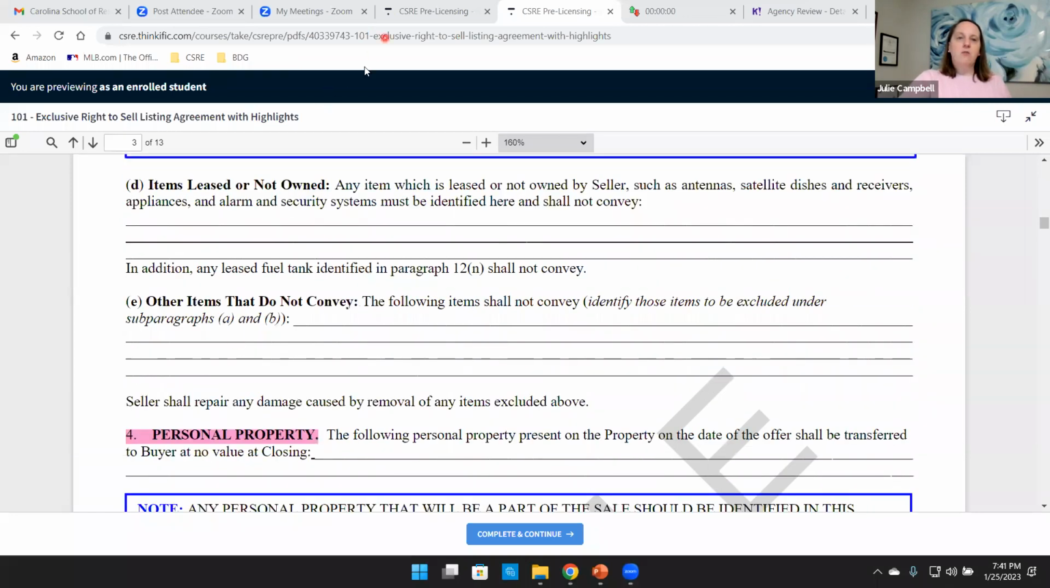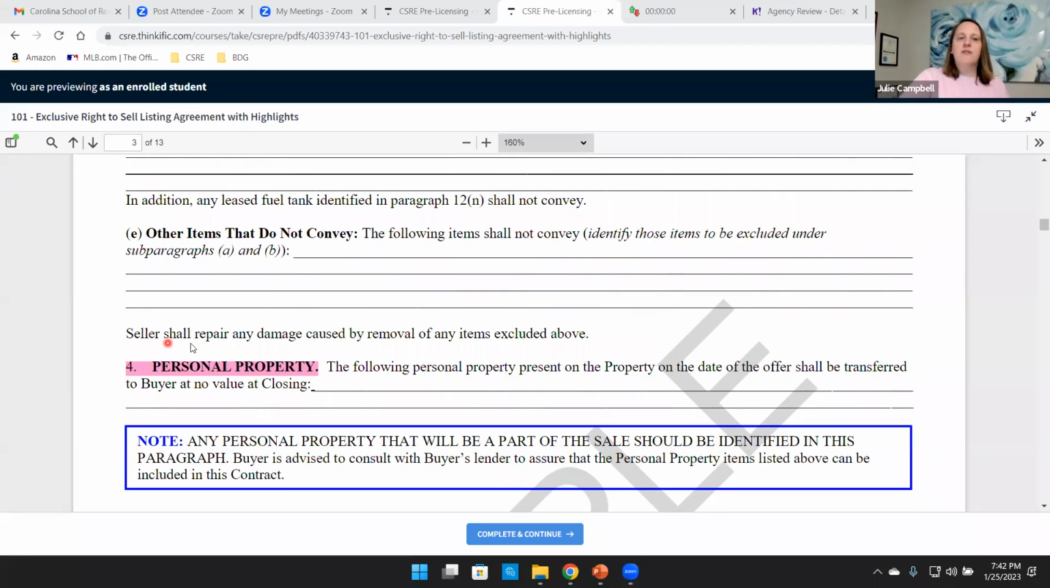If there's anything that they want to take, any fixtures they want to take, then we need to list it here. Anything that's not going to convey. So we need to actually spell it out. Again, listing agents, when the offer comes in, you'll need to make sure that those fixtures are excluded. You'll need to make sure that the buyer recognizes that they're not going to get that ceiling fan when they buy that house. So we need to make sure we look at that in our offer to purchase and contract.